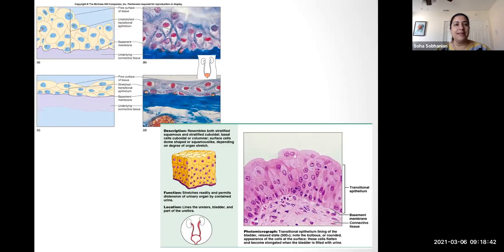And here is the picture, basically kind of chubby cells when your bladder is relaxed. And then as soon as the bladder starts to fill up with urine, you can see that the cells are kind of flattening up.